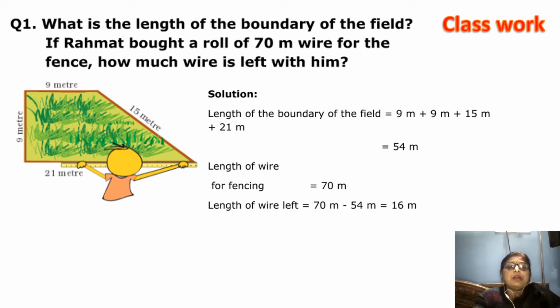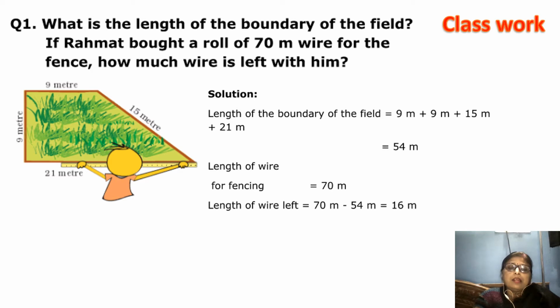Your question is, what is the length of the boundary of the field if Rahmat bought a roll of 70-meter wire for the fence? How much wire is left with him? First, the measurement of the boundary of the field is given here. You are seeing in this picture 9 meter, 9 meter, 21 meter and 15 meter. So first you find out the boundary of the field.